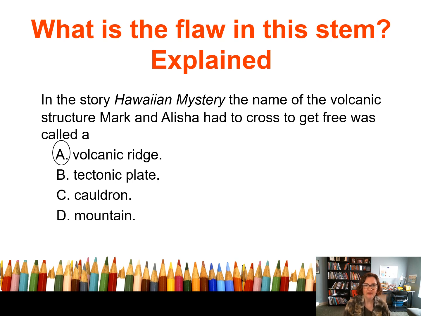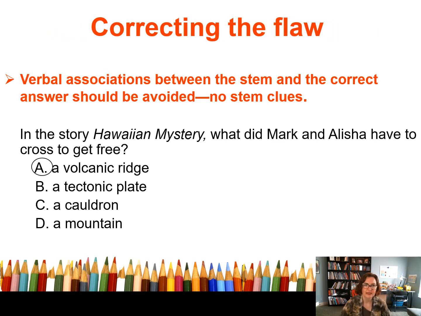And so by having that word volcanic in the question and in one of the answers, you have given them an unintentional clue. To fix that, you want to make sure that there's no verbal associations between the stem and the correct answer. So you don't want to have any stem clues. So instead, you just simplify it. What did Mark and Alicia have to cross to get free?